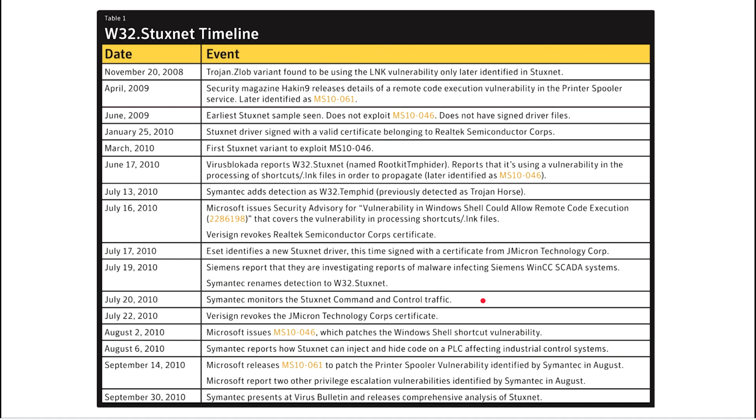So as you see, the attack was discovered in 2010, but it took many years of preparation, and it was actually active for many years doing the ICS attacks.